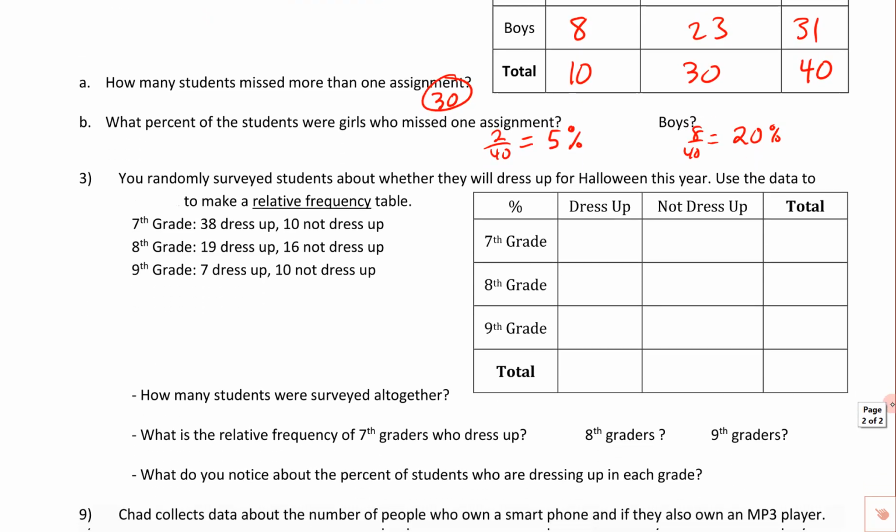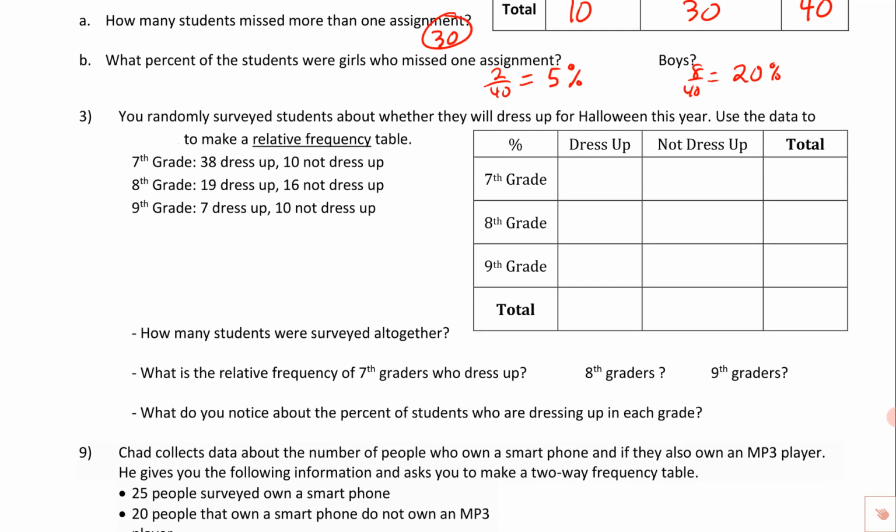Number 3 is on your assignment, so let's take a look at this. You'll notice that we've got some raw numbers given here. We've got a frequency table here, and notice it's got a percent here, so I suspect that this is going to be a relative frequency table. And let's take a look. It says you randomly surveyed students about whether they will dress up for Halloween this year. Use the data to make a relative frequency table.